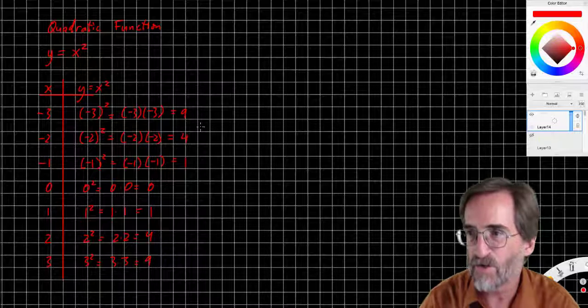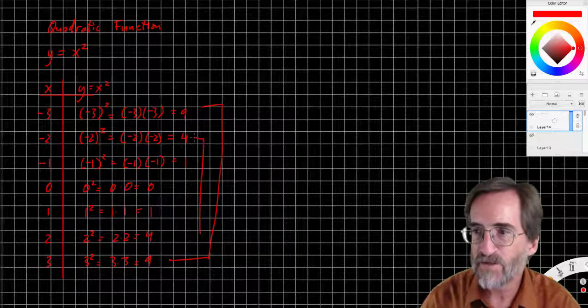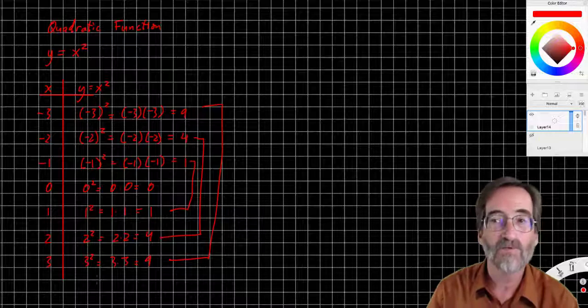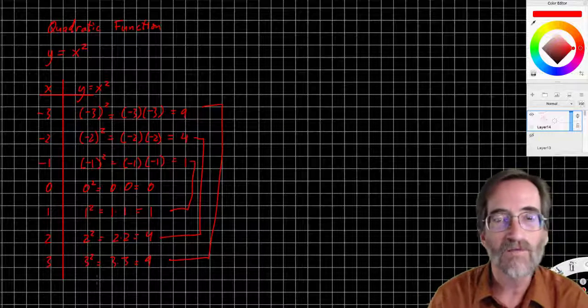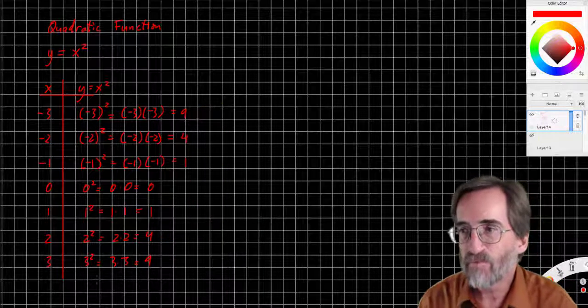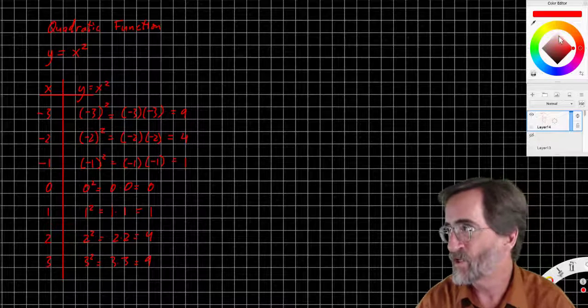Now, hopefully you already notice the -3 and the positive 3 have the same answer. And the -2 and the positive 2 have the same answer. And the -1 and the positive 1 have the same answer. And that is actually by design. A negative number squared is always a positive number. So that's important to remember. That's what creates the graph shape that's unique to quadratics.